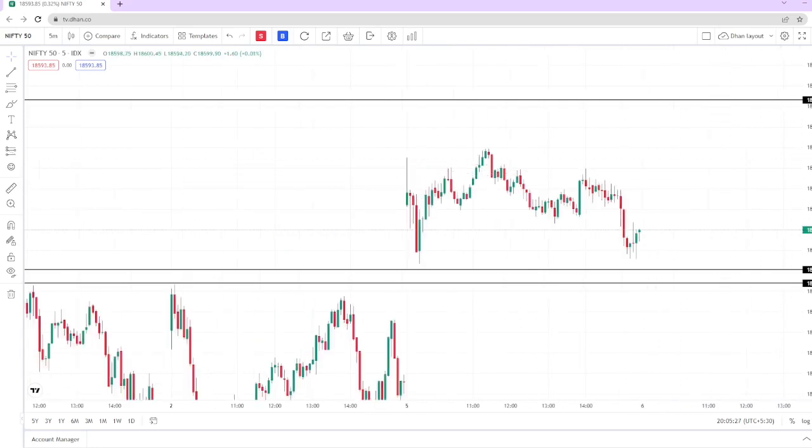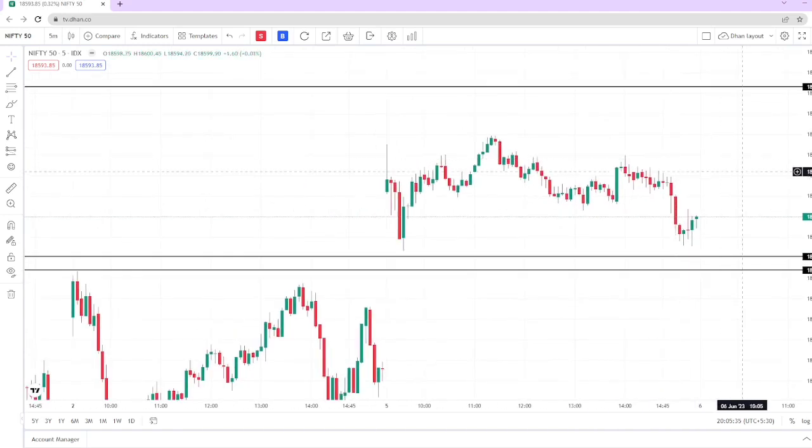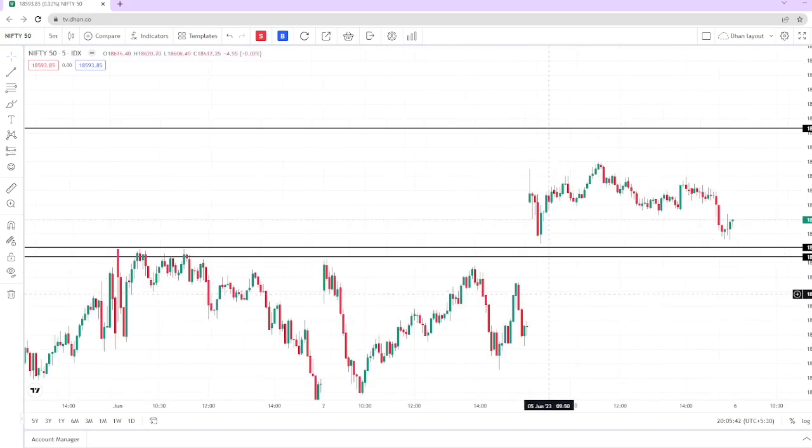So in the meantime, I thought that in the evening, whenever I have some free time, I will do some post analysis videos of the market, decoding the price action. So traders, let's start with decoding the price action of Nifty 50 today for intraday trading.